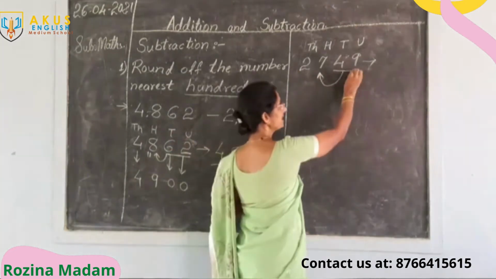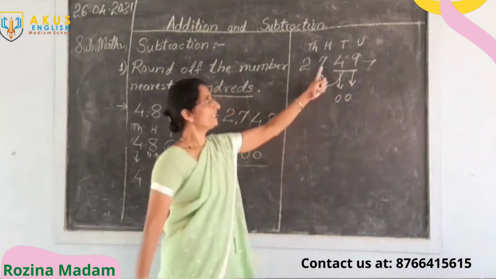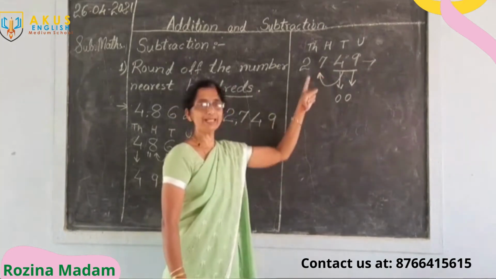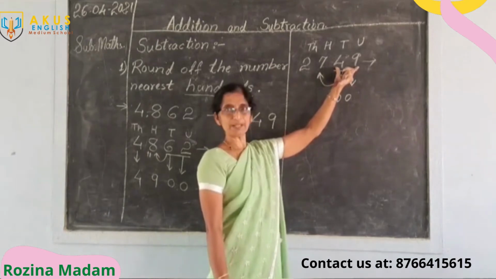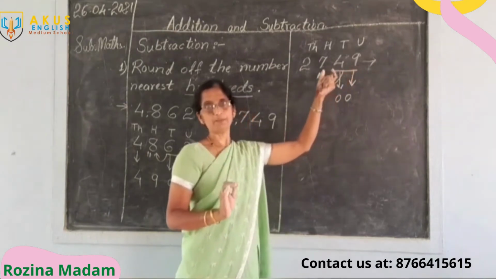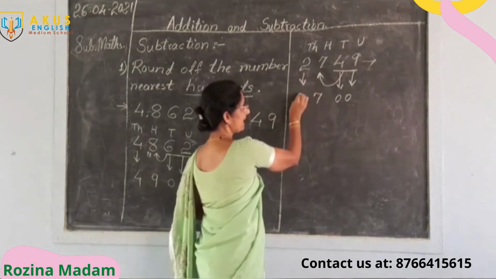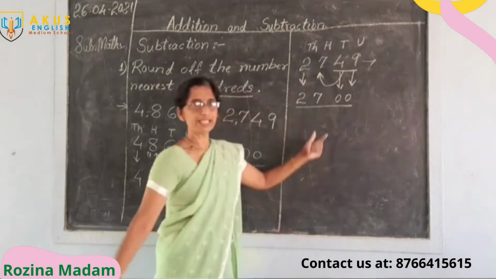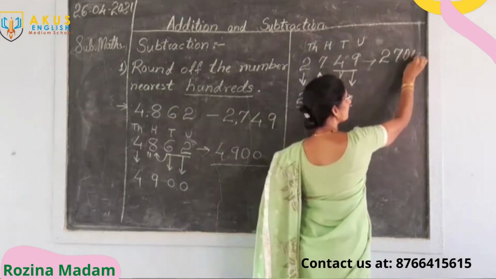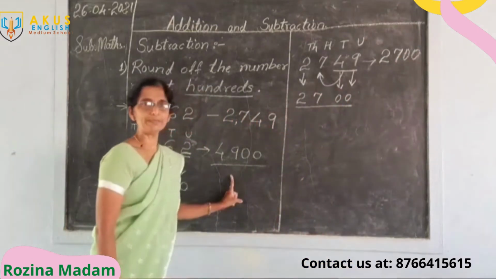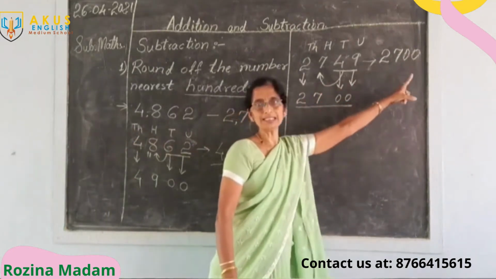So here these two numbers will become zeros, and here this number will remain as it is. 7 will remain as it is because the numbers on units and tens place are smaller than 50. So here the number will become 7, and these two will remain as it is. So you will get the answer 2,700. Now we got both the rounded numbers. Here is 4,900 and here is 2,700.